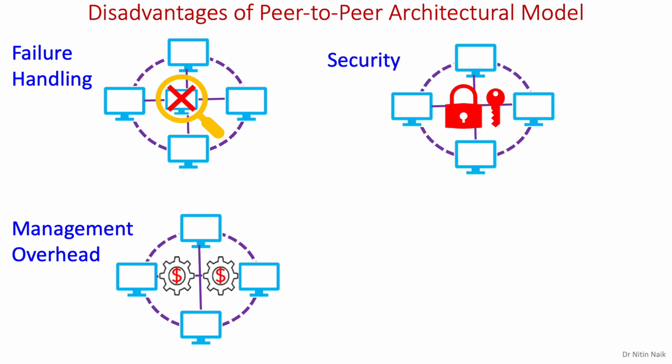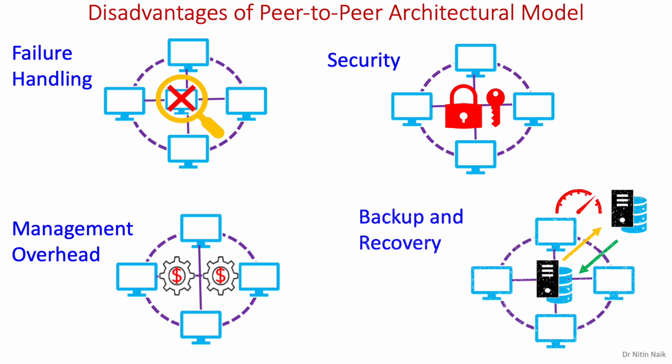Next, security is another big challenge of peer-to-peer systems due to a large number of nodes and components separated geographically, which could be more vulnerable to security breaches. Finally, backup and recovery. In peer-to-peer architecture, data is normally stored and managed on individual nodes. Therefore, the backup and recovery process is very complex.